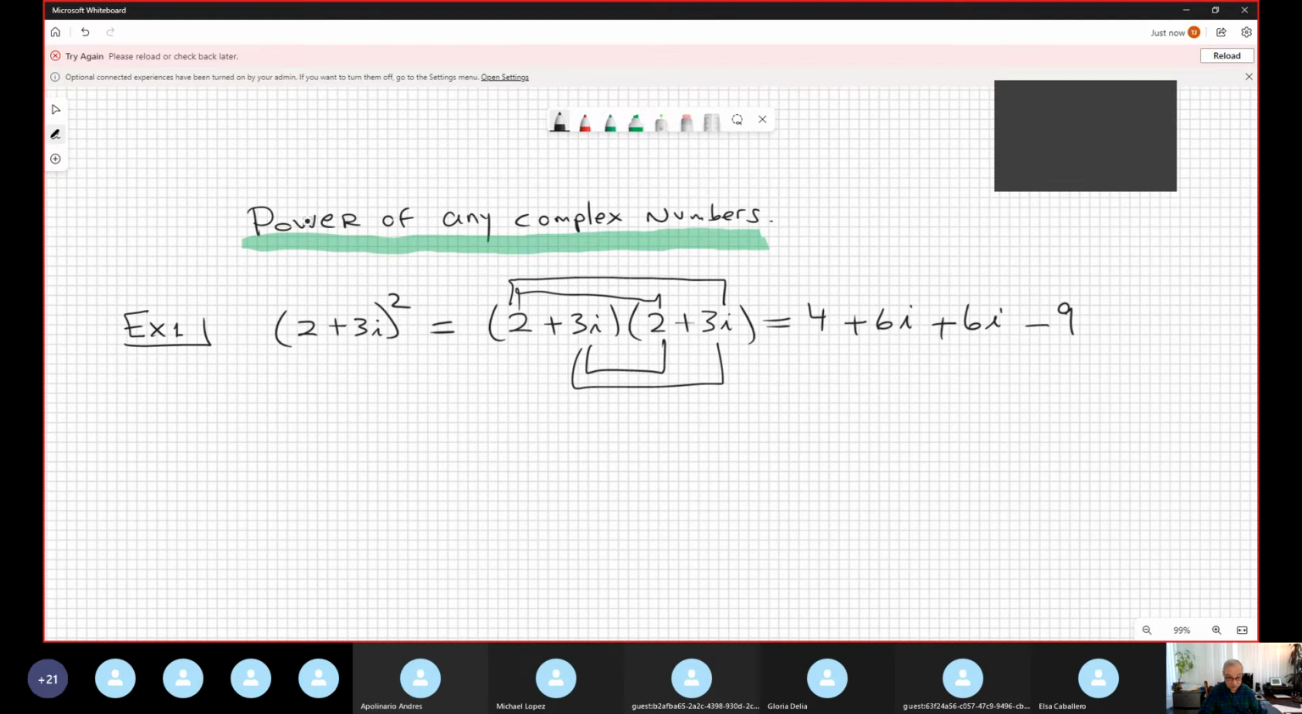Notice, in the conjugate case, that part is cancelled. But in this case, no conjugate, it's the twin brothers. It's exactly the same addition, twice. So the answer is -5. You combine, and imaginary is 12. What else? Super.